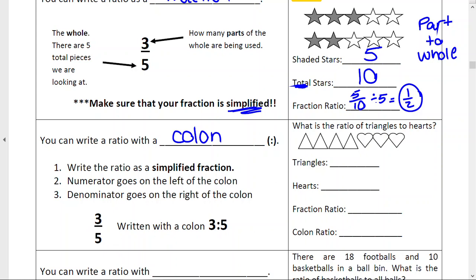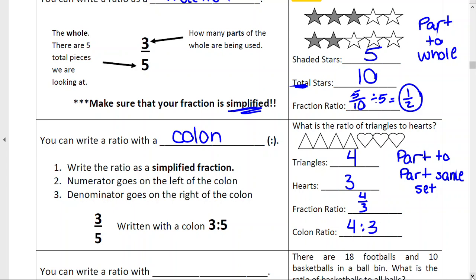So it says, what is the ratio of triangles to hearts, which is our problem over here. We have 4 triangles and we have 3 hearts. And you can see that triangles are part of this set and hearts are part of the set. So this is a part to part, same set, because they're in the same group, ratio. So if we write it as a fraction, we have 4/3. We're going to leave it improper. It's okay. In ratio land, we can leave them improper. And then we're going to turn it on its side, so it's 4 colon 3.